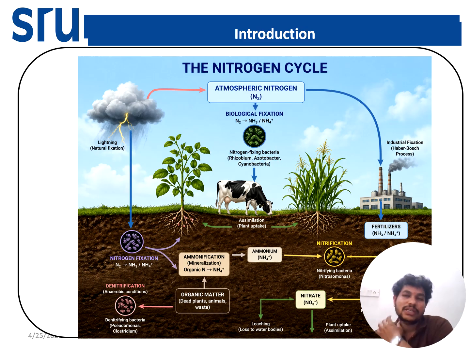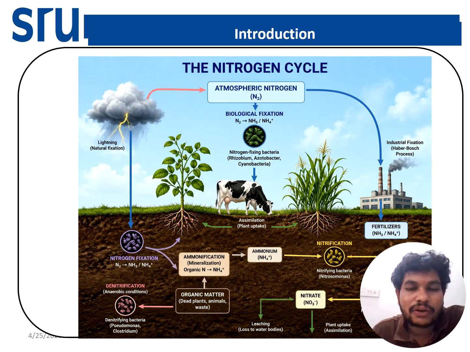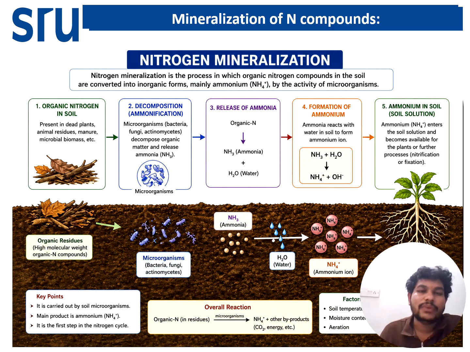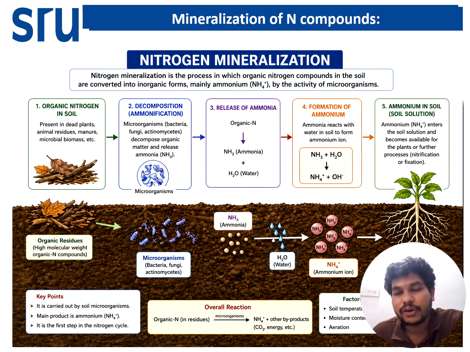So we will see stepwise how nitrogen is added into the soil. First we'll start with nitrogen mineralization. We know that the atmospheric nitrogen taken up by the plant is stored in the plant in organic and inorganic form. When the plant dies, or the crop residue is present in the soil, organic matter or organic nitrogen will be present in it.